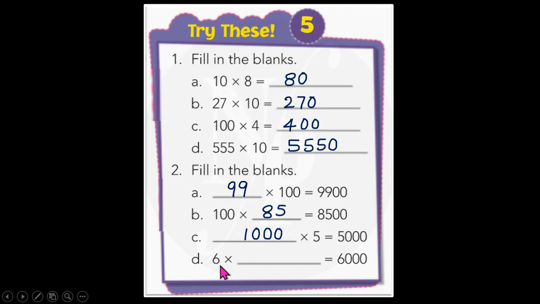D. 6 into dash is equal to 6,000. Again, to get 6,000, we have to multiply 6 by 1,000. That is 1 followed by 3 zeros. 1, 0, 0, 0. 1,000. 6 into 1,000 is equal to 6,000.